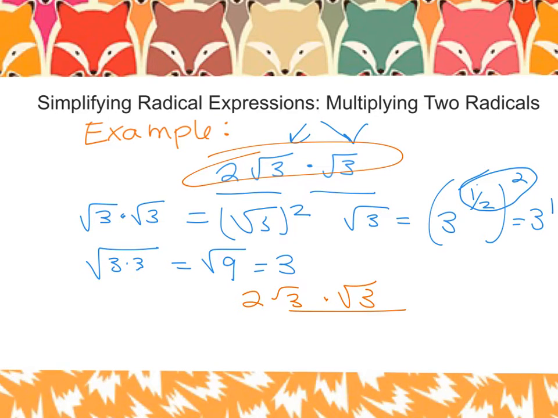So going back to our example, if I'm multiplying 2 root 3 times the square root of 3, I'm going to multiply just the radical expressions. So I get 2 times the square root of 9, which becomes 2 times 3, because the square root of 9 is 3. And then I'm going to simplify that and get 6.